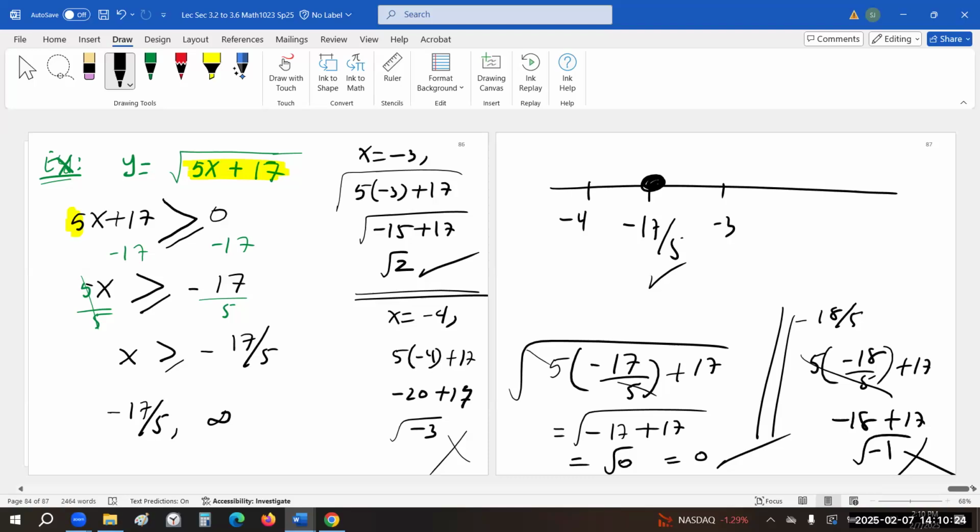So our domain is negative 17 over 5 to infinity. Our starting point is negative 17 over 5. And we can use it because when you do use it, it gives us the result 0, and square root of 0 does exist. It's a real number.